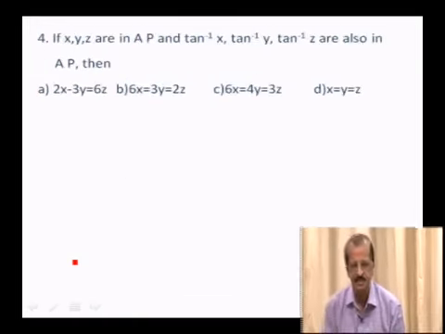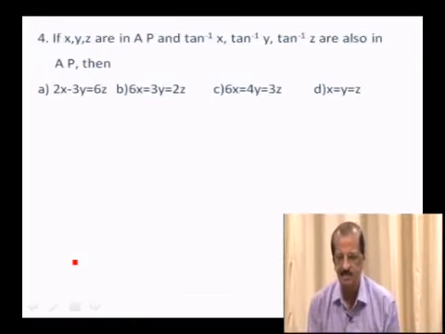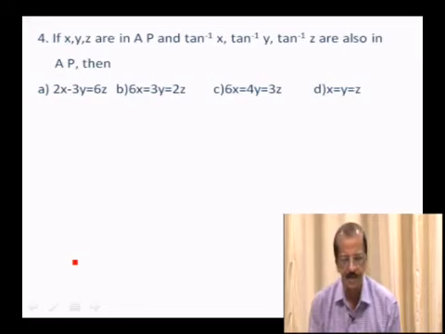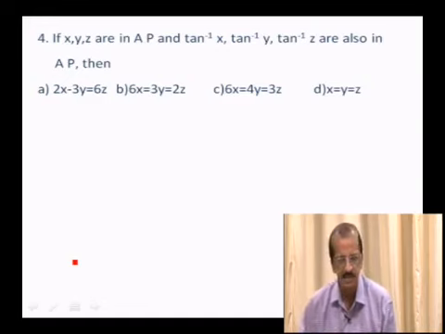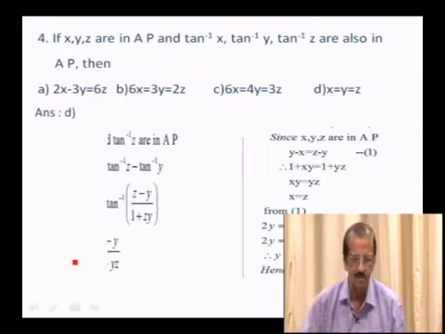If x, y, z are in AP and tan inverse x, tan inverse y, tan inverse z are also in AP, then you have got 4 options: 2x minus 3y is equal to 6z, 6x is equal to 3y is equal to 2z, 6x is equal to 4y is equal to 3z, and x equals y equals z. So let us discuss this question.